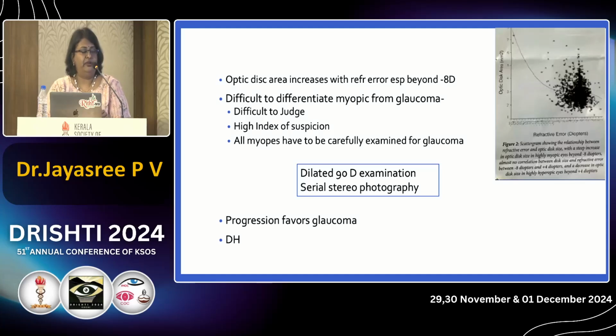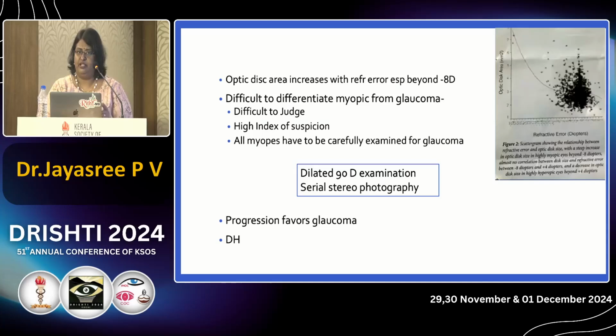You have to have a high index of suspicion. In all myopics, you have to look for glaucoma. It has to be a dilated 90-diopter examination. You have to have detailed serial stereophotography. Compare every time. Progression always favors glaucoma. Look for disc hemorrhages.